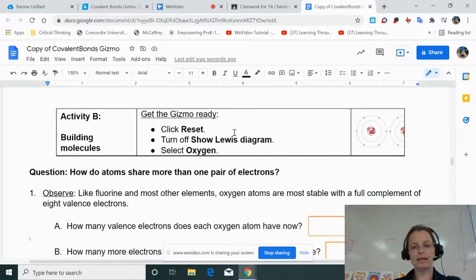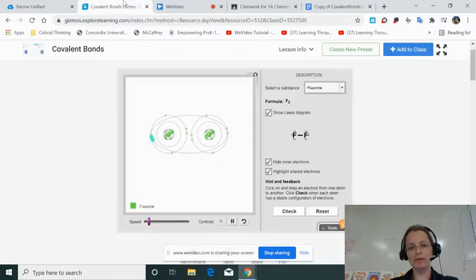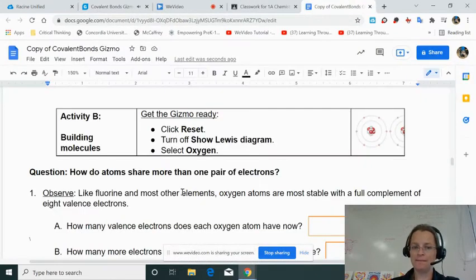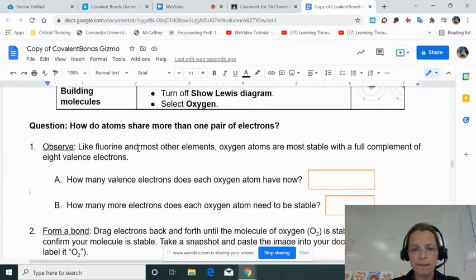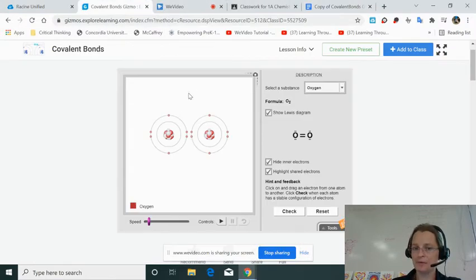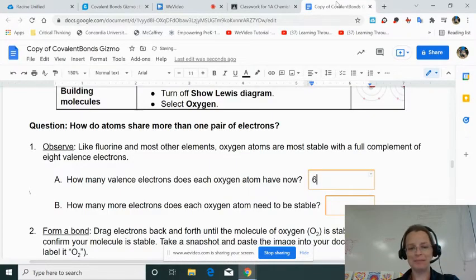All right, reset. It says turn off show Lewis diagram. We're not going to do that. And select oxygen. So here we go. Reset, oxygen. How many valence electrons does each oxygen have? Now let's count the dots. 1, 2, 3, 4, 5, 6. I think you probably knew that. How many more does it need to be stable? Remember, they all want 8. So if it has 6, but it wants 8, it needs 2 more.